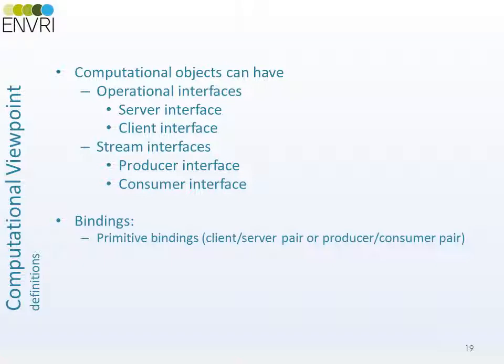Primitive bindings can be established between any client-server pair or producer-consumer pair as appropriate. Compound bindings between three or more interfaces can be realized via the creation of binding objects, a special class of transitory computational object that can be used to coordinate complex interactions by providing primitive bindings to all required interfaces and handling the routing of messages between those interfaces.